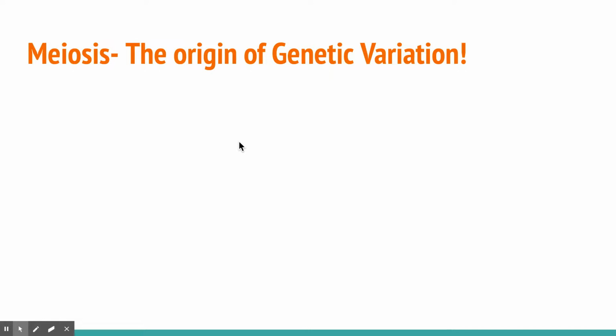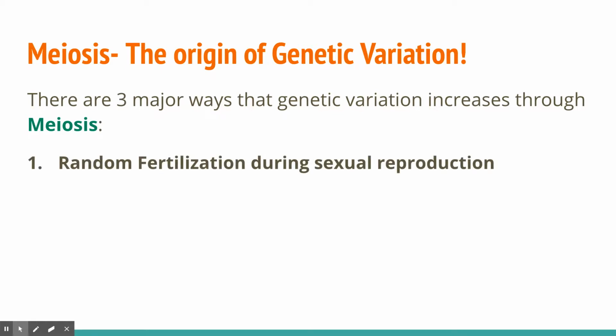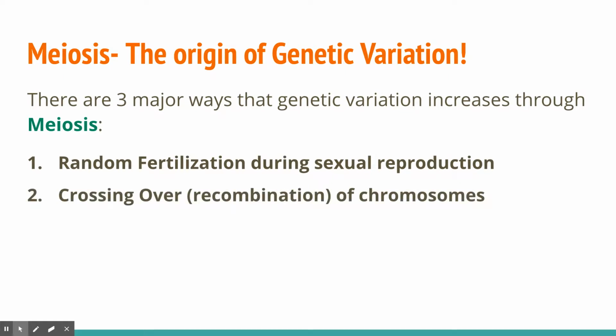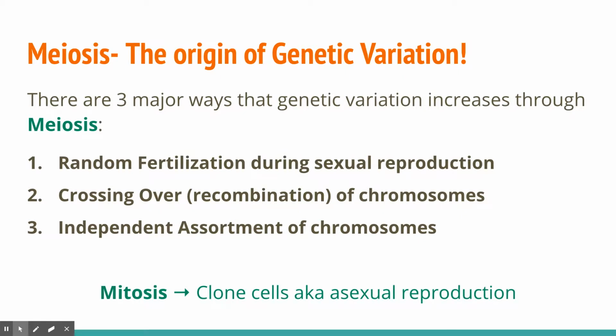And then meiosis is the origin of genetic variation because meiosis, with the cell division, creates many different combinations of traits, even though they're being inherited from the sperm and the egg. And then there are 3 major ways that genetic variation increases through meiosis. Random fertilization during sexual reproduction, so a baby is made. Crossing over, so recombination of chromosomes, independent assortment of chromosomes, and then mitosis, clone cells, aka asexual reproduction. So that's, remember, creating all those different cells that have functions within our body that helps our body grow. So think about mitosis as helping you grow from a little baby to what you are now. Meiosis is essentially your creation of why you look the way you look and other things.